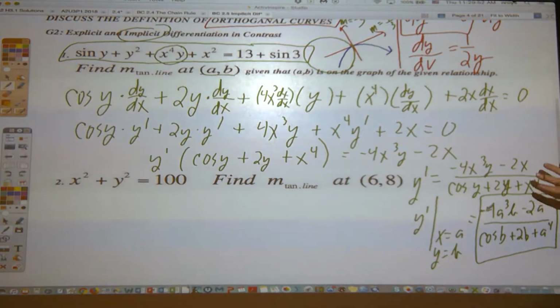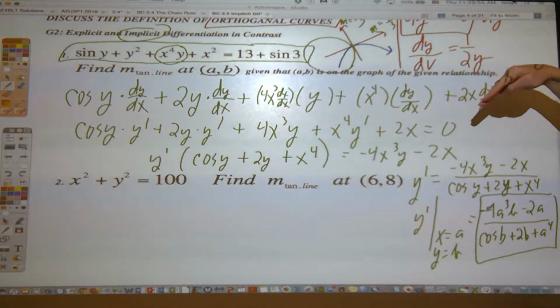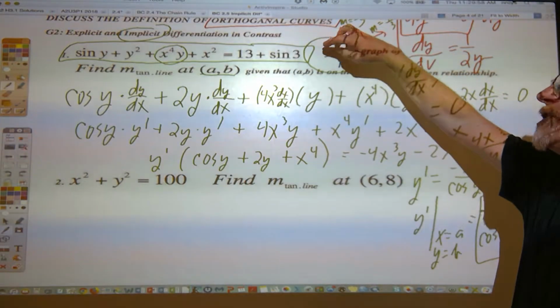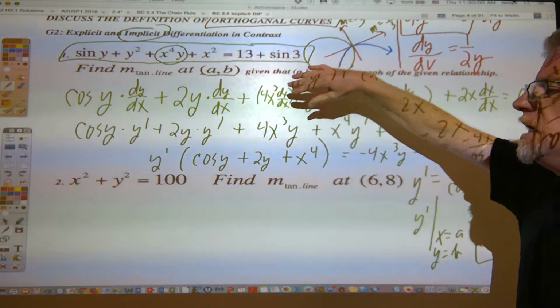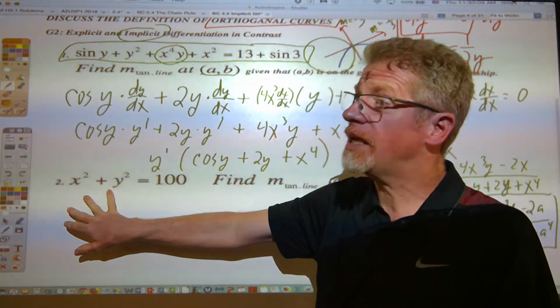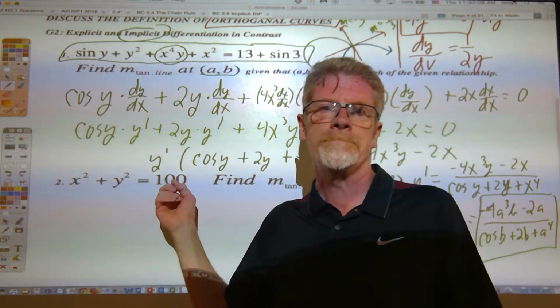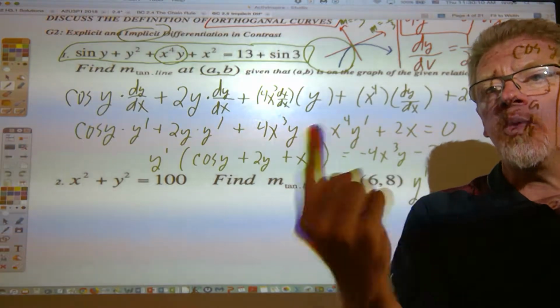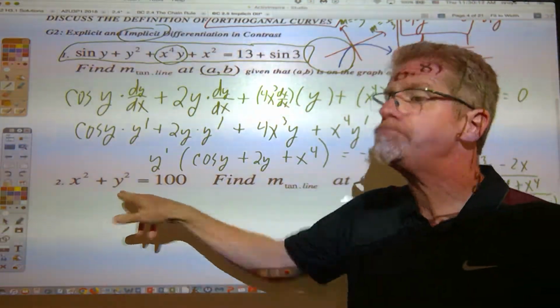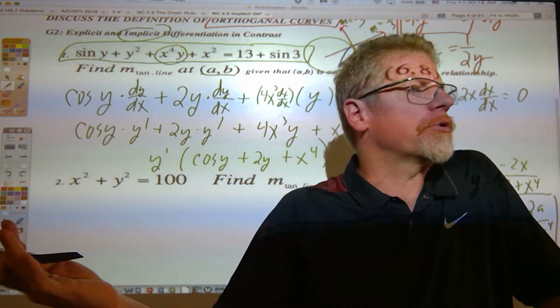So that's a super complicated example that I like to start with because it's complicated enough for explicit differentiation to be impossible. Here, in problem 2, explicit differentiation is possible. We could solve this equation for y, but we're not going to because it's faster to do implicit differentiation, and we're learning it.